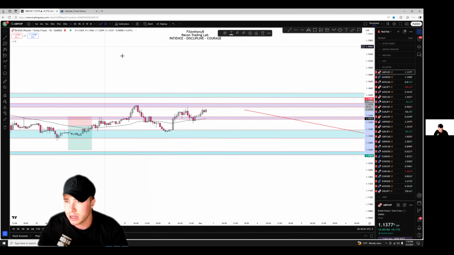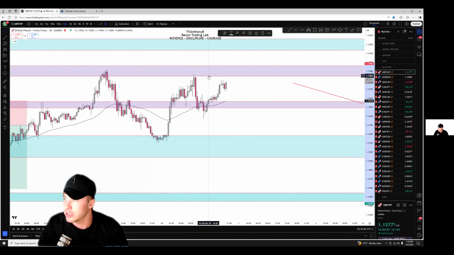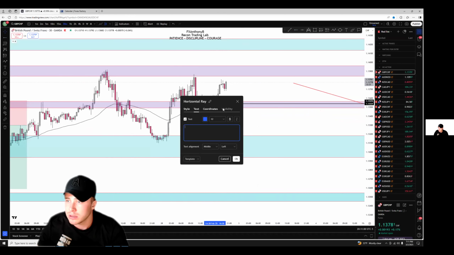And I do like this setup. I will wait for our entry signal and a shift to structure. Is there a round psychological level in there? No, there's not, but it's close. It's very, very close. There is a round psych level in this zone here. Let's go here. Coordinates.